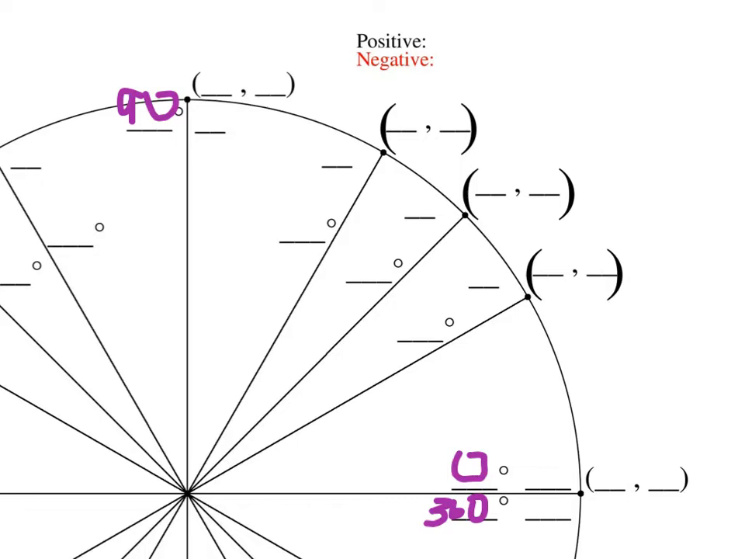So if I take 0 and I add 30 to it, I get 30. Add 15 to 30, you get 45. Add 15 to 45, you get 60. Add 30 to it, and you're at the top on 90.